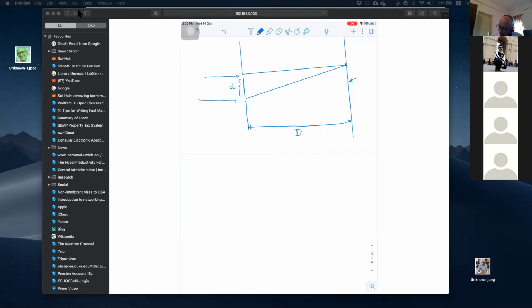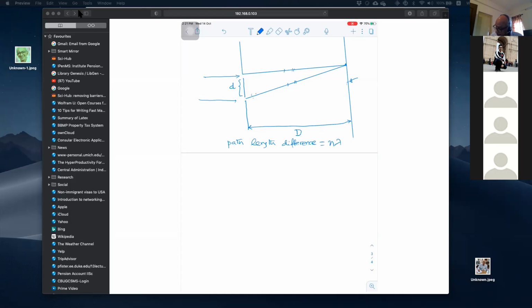Agreed? Yes, sir. The length of this path and the length of that path are not the same. So if the difference in the length of this path and that path is different, there will be constructive interference only if the path length difference is equal to an integral multiple of wavelengths. So therefore, path length difference is equal to n lambda.